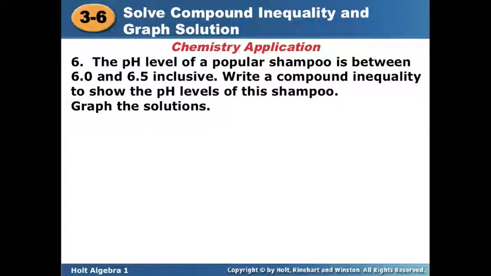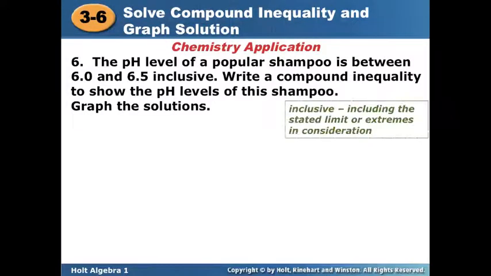Example number 6. The pH level of a popular shampoo is between 6.0 and 6.5 inclusive. Write a compound inequality to show the pH levels of this shampoo. Graph the solutions. We will use the ACE format to answer this problem. Inclusive means to include the stated limits or extremes in the consideration.